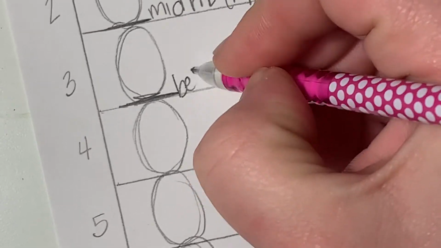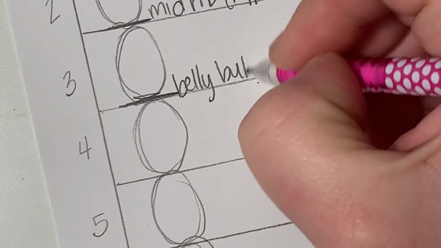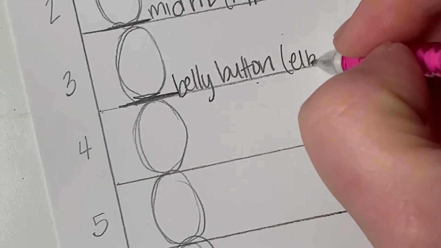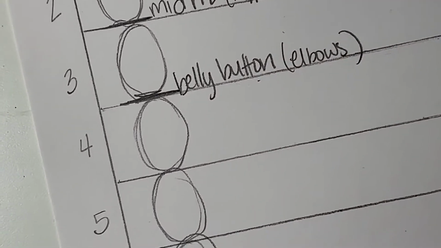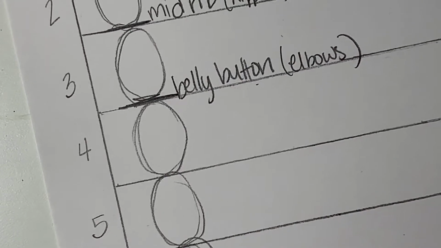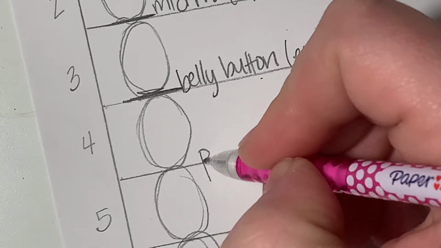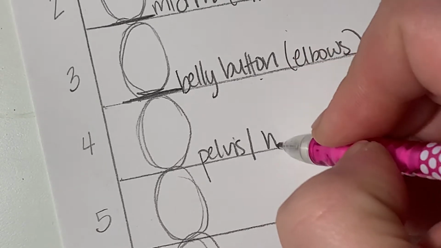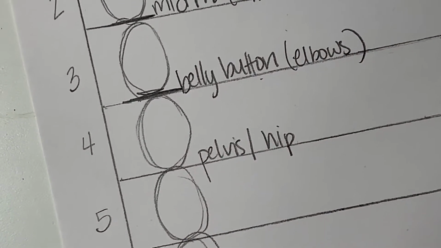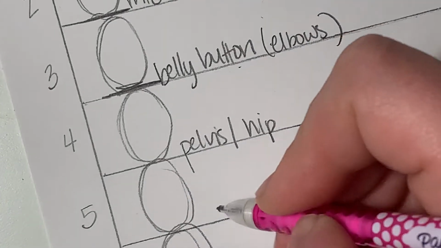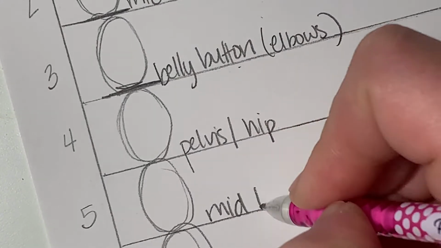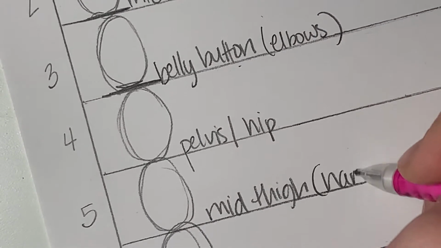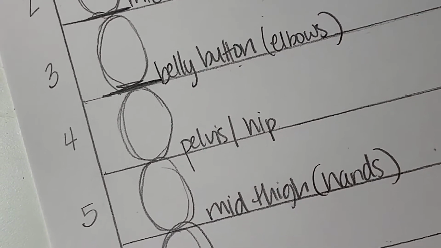Next, we have belly button. And in parentheses, you could also write elbows. This will come in handy later. Next, on the next line under 4, we have pelvis / hip, followed by mid-thigh. This is also typically where hands will fall on most people.